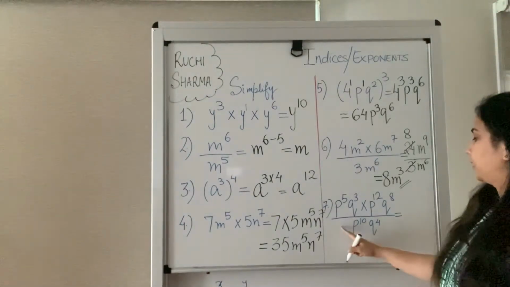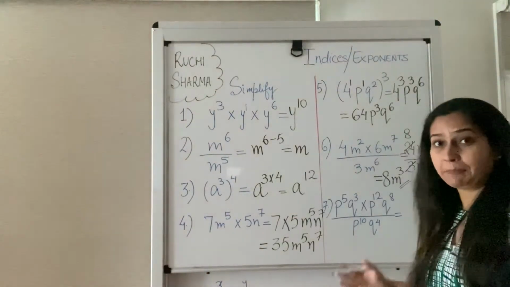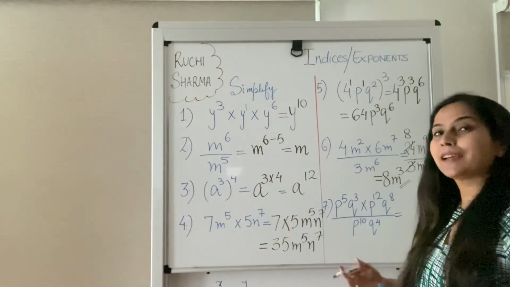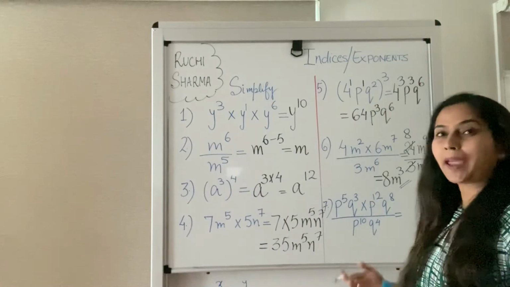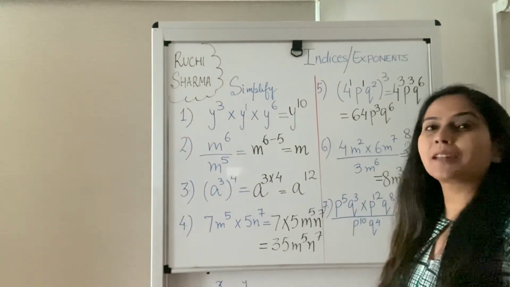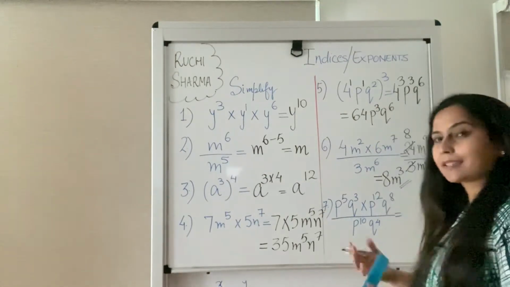Now this one looks so big, with so many p's and q's here, but the simple rule is the same: whatever p comes in the multiplication, you have to add the powers, and if there is a p index number in division, that power you have to subtract. So let's start step by step.